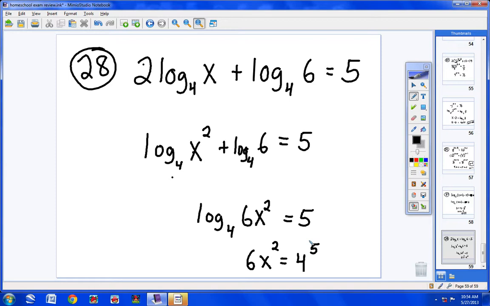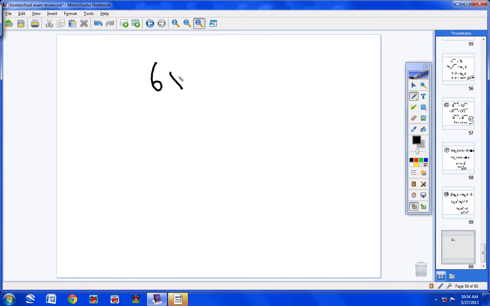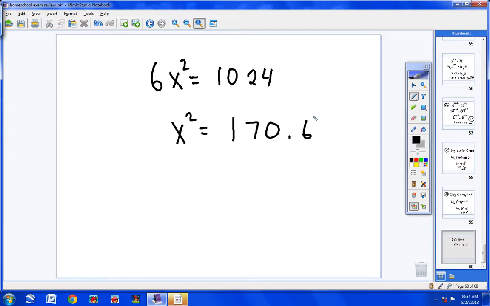Should be 320. Is that right? I did that in my head. 1024. Or 1024. All right. So Matthew, hopefully you're good with this so far. 6x squared equals what, Mike? 1024? All right. Now you should know what to do, guys. Come on. Divide by what? 6? Divide by 6, and you would get I'm getting 170.6 repeating. Can you confirm that? Okay.